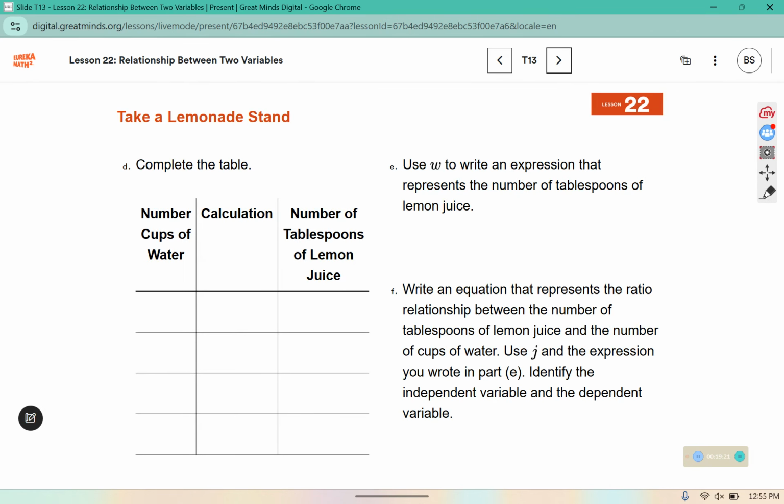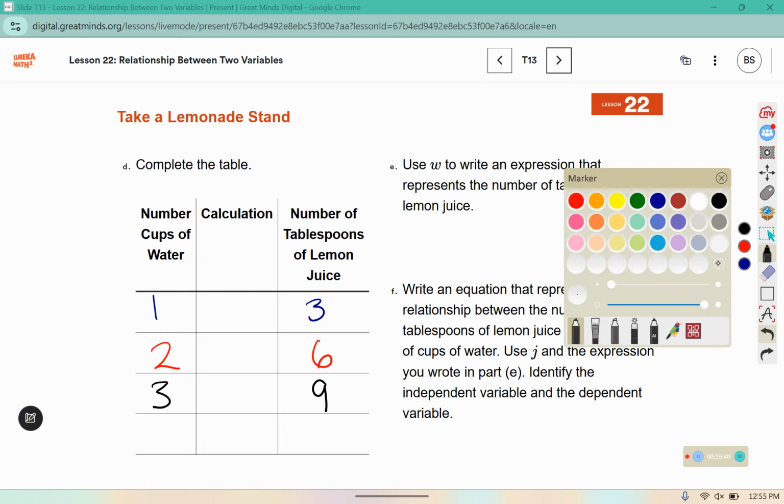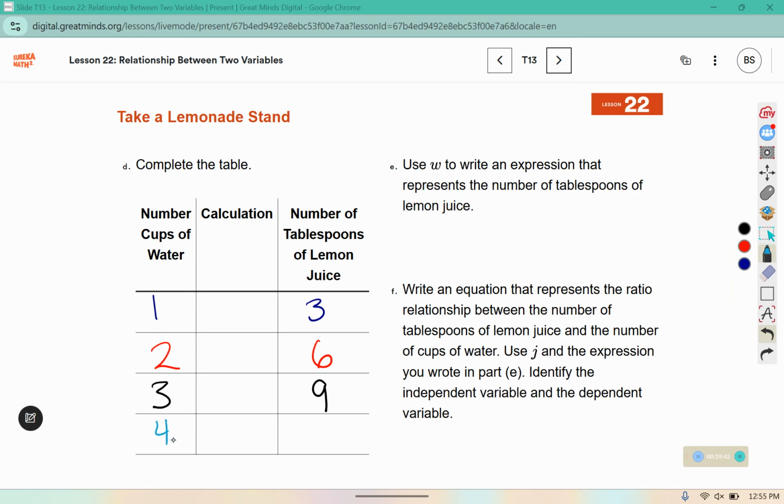Complete the table. This time we're starting with the cups of water. So if we have 1 cup of water, we would need 3 tablespoons of juice. If we have 2 cups of water, we need 6 tablespoons of juice. With 3 cups of water, we need 9 tablespoons of juice. And with 4 cups of water, we need 12 tablespoons of juice. So this time, to get from 4 to 12, we're multiplying by 3.